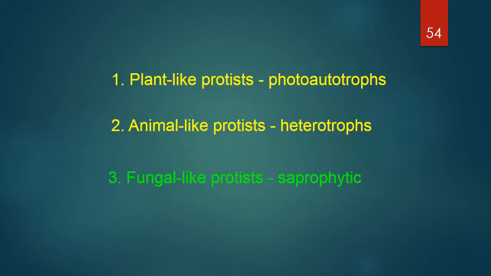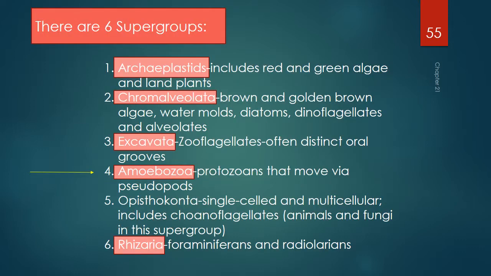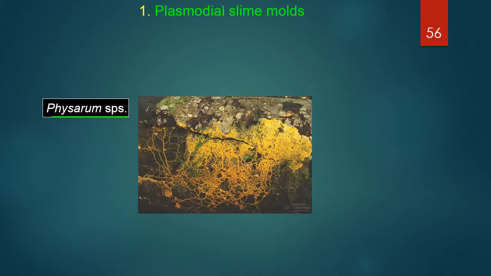Okay, so we just went over our animal-like protists, and there are 4 different types of motility. Lastly, for our protists, we're going to talk about the fungal-like protists, or the saprophytic. These are our decomposers, or the absorptive heterotrophs. And there are 2 different types. Just so you know real quickly before I give you those 2 types, they fall into the Amoebozoa supergroup. Okay, so the first one is plasmodial slime molds.